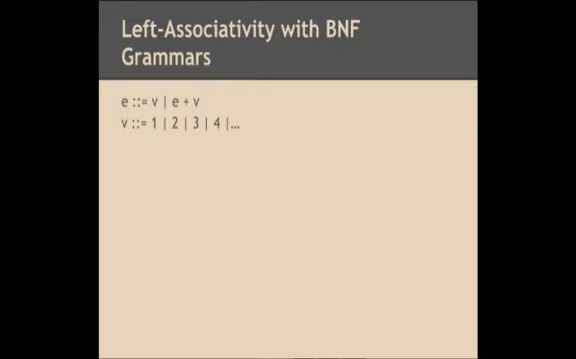Next we have a left associative grammar. Notice that this creates the sentence 4 plus 3 plus 2 plus 1, also created from this one and only parse tree. We see again that this will be evaluated in a certain order, this time starting with 4 plus 3 on the left, then plus 2, and then plus 1. This is defined as left associativity.